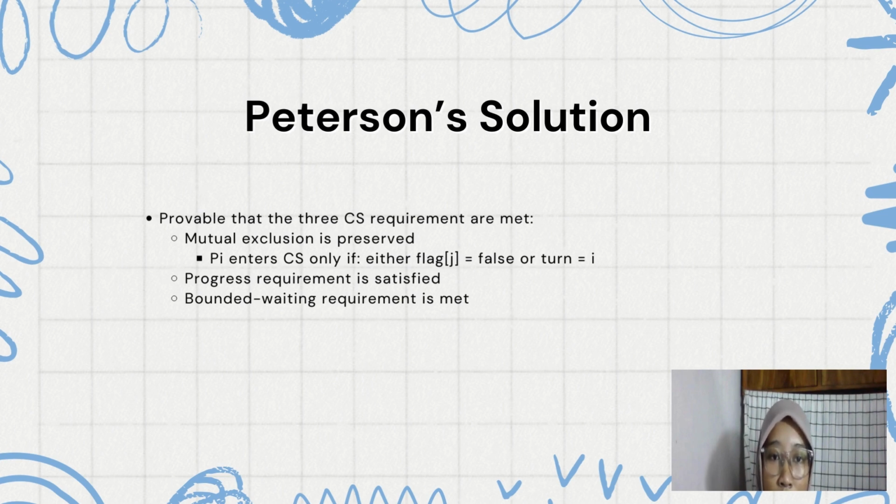Provided that the three critical section requirements are met, mutual exclusion is preserved. Pi enters its critical section only if either flag[j] equals false or turn equals i. The progress requirement is satisfied, and then the bounded waiting requirement is met.